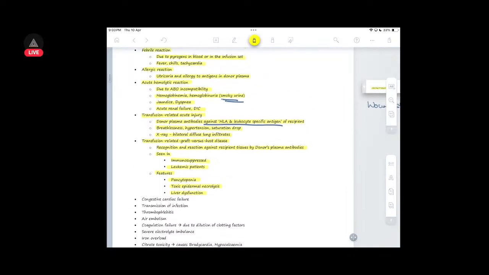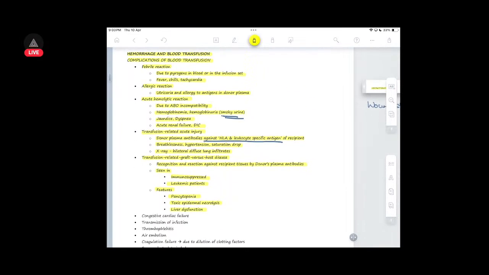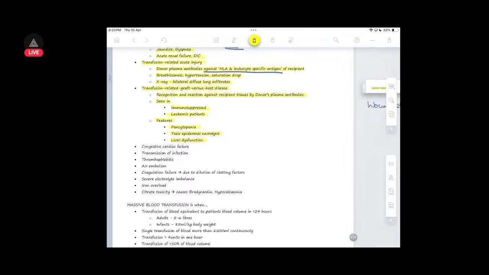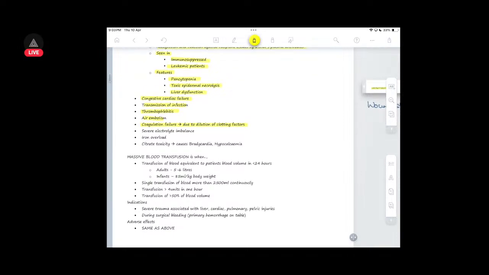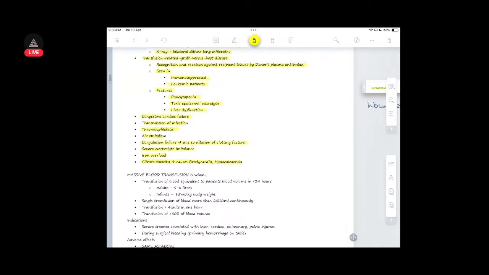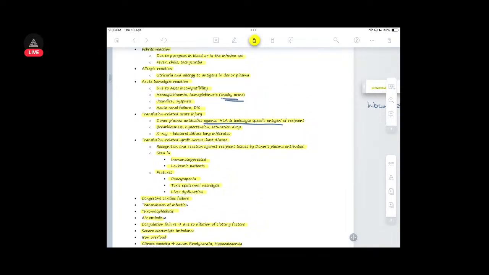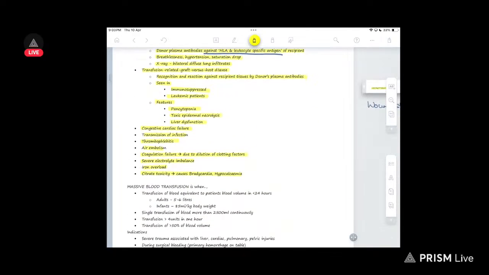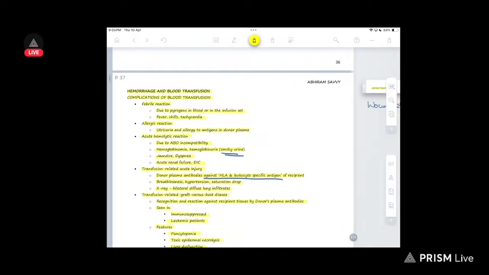Okay, so these are all blood disorders. Congestive cardiac failure, transmission of infection, thrombophlebitis, air embolism, coagulation failure, wherein you have dilution of clotting factors, electrolyte imbalance, iron overload, and citrate toxicity, which causes bradycardia and hypocalcemia. Okay, so going on back.